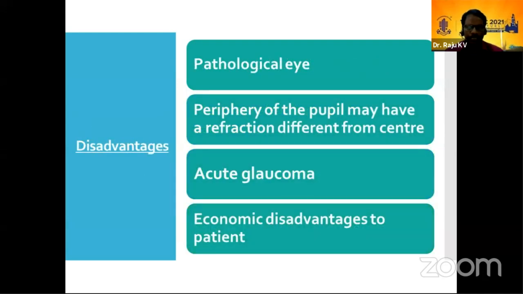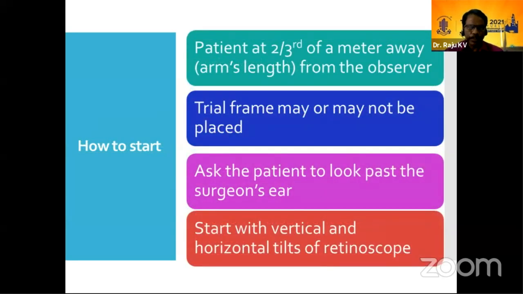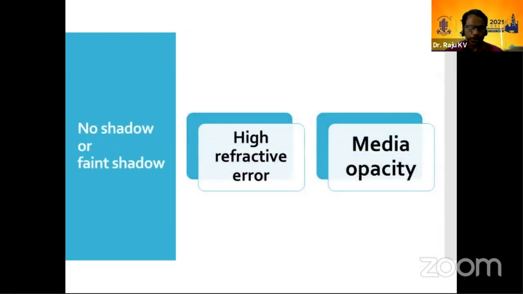And disadvantages: it is a pathological eye, the periphery of the pupil may have a refraction different from the center, and it can give glaucoma, economic disadvantage. And how to start? Patient at 2/3 meter, and we have to start the retinoscopy.